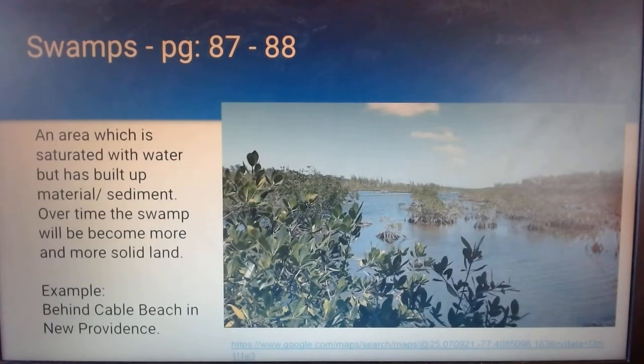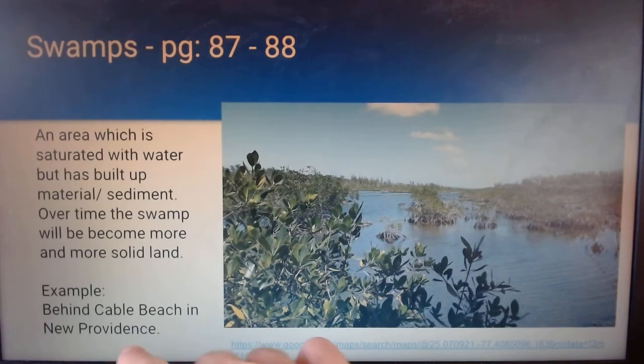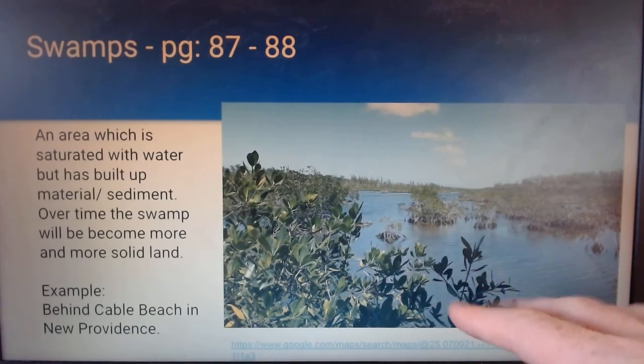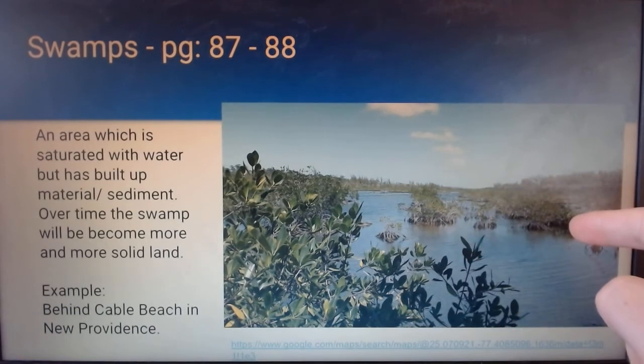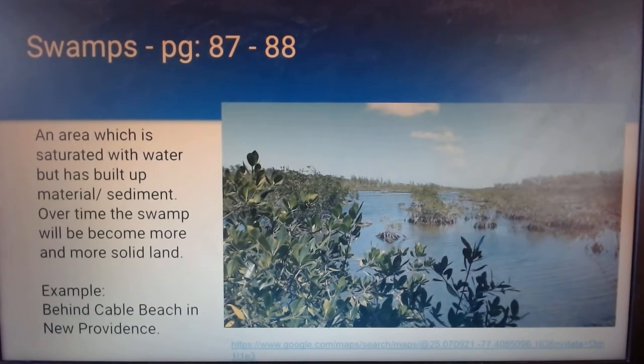Our swamps then, an area which is saturated with water but has built up material and sediment. Over time the swamp will become more and more solid land. Behind Cable Beach, we're going to look at that in just a second. You can still see there's water, but start to see how much vegetation is established. The mangroves trap lots of sediment and don't let it escape. So this will eventually become land.